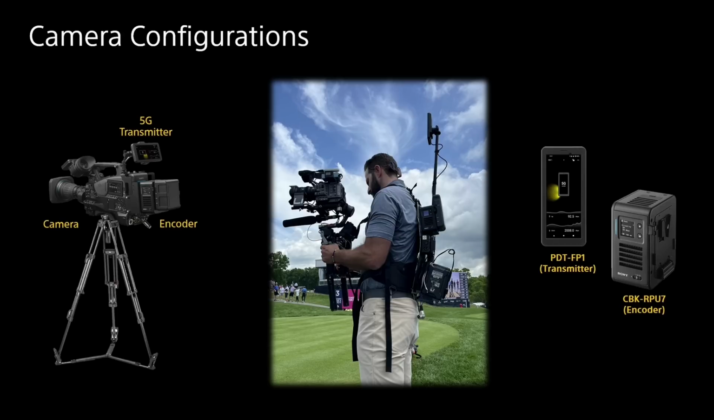Then in the middle, we had a Sony cinematic style camera. They wanted the shallow depth of field look. That was an FX6 camera that was also connected to one of the CBK RPU7 encoders and the PDT-FP1 as well. That was on signature hole number 13, where they were using it for about 10, almost 12 hours a day in 95-degree heat in the sun. And the PDT was just running all day long without any issues of overheating. That was one of the key things.